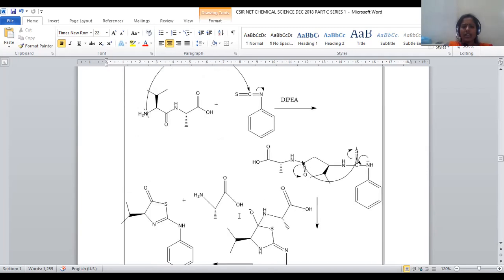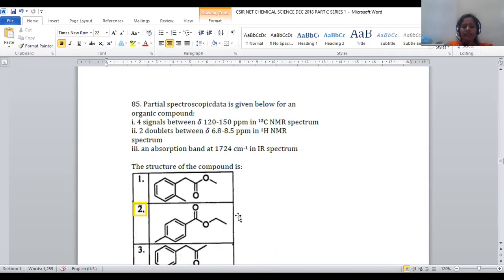Let us move on to the next question, 85. It is part of the analytical spectroscopic methods, and partial data is provided to us. Partial spectroscopic data is given below for an organic compound. One is C13 NMR data, second is proton NMR, third is IR. 3 different analytical spectroscopic values are provided to us. Based on this, we have to predict what compound we have here.